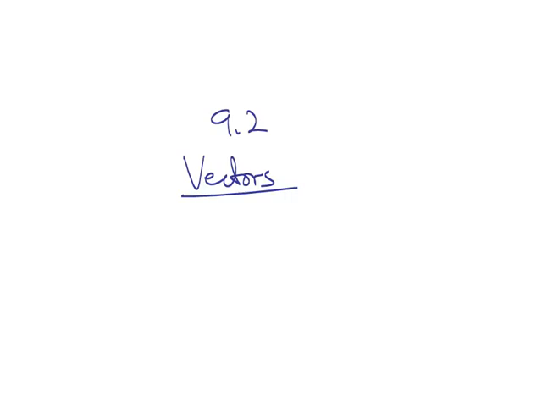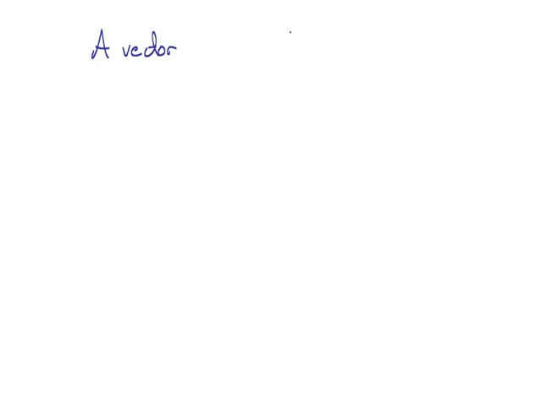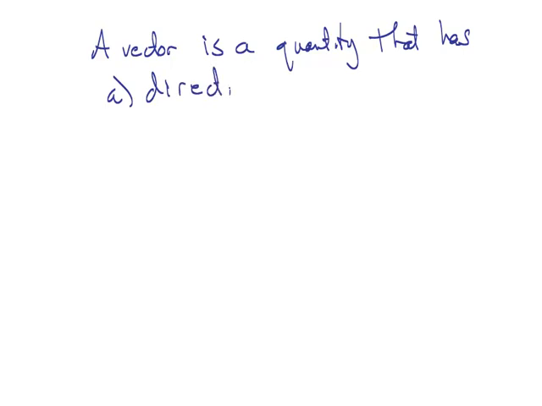Let's discuss the wonderful world of vectors. Very important concept, especially in Chapter 9. When we talk about a vector, we are talking about something very specific. We are talking about a quantity that has two things. The first of those things is direction, and the second of those things is, if I can spell it, distance.